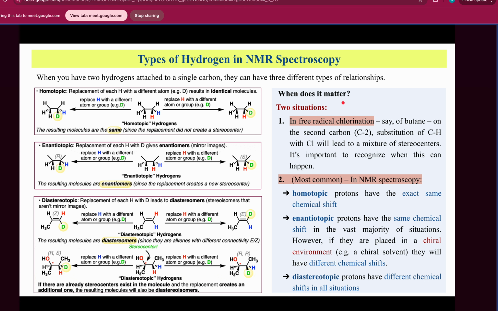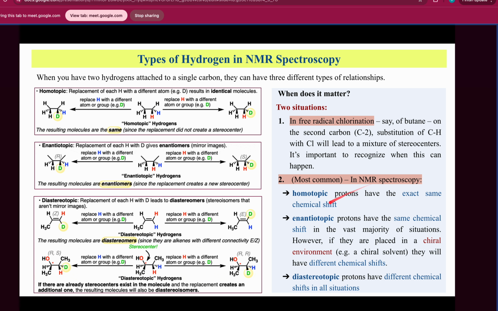So when does it matter? There are two conditions. For example, in free radical chlorination, if we have butane, on the second carbon, substitution of CH with chlorine will lead to a mixture of stereocenters. And it's important to recognize when this can happen. So for that reason, we must understand what type of hydrogens are present on that particular molecule.